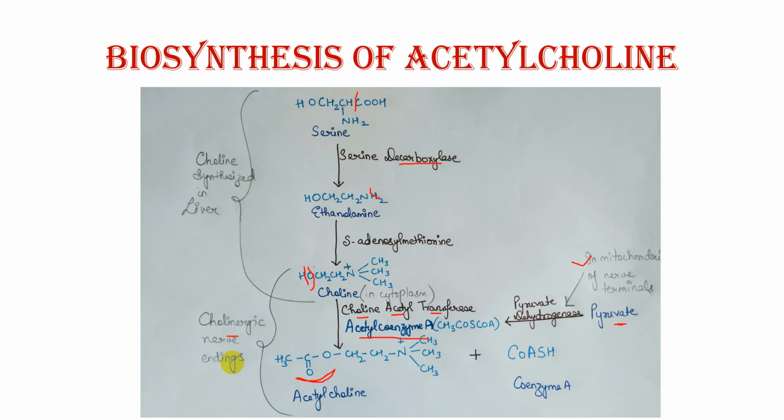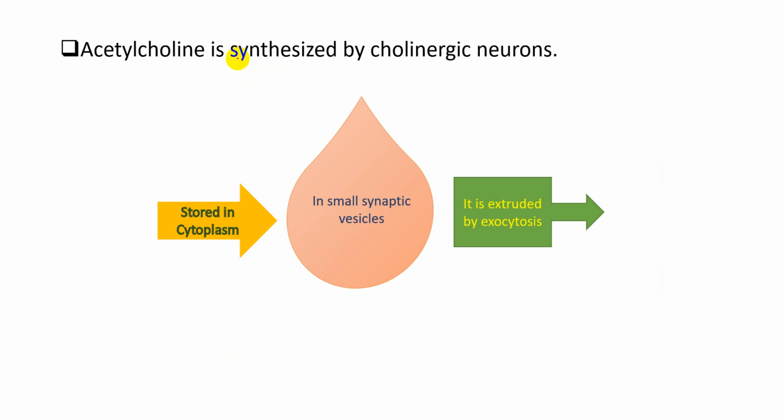Acetylcholine, again as it's written here, acetylcholine in cholinergic nerve endings, that is what I have written here. Acetylcholine is synthesized in cholinergic neurons or cholinergic nerve endings. Then where is it stored? It is stored in the cytoplasm. In cytoplasm, where? In small synaptic vesicles. Okay, these vesicles contain acetylcholine, and when this acetylcholine has to be moved out into the vicinity, so what is going to happen?